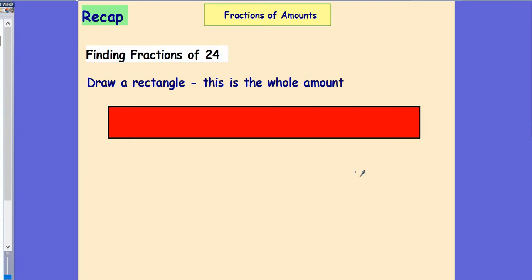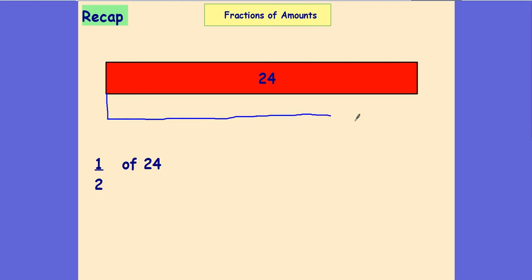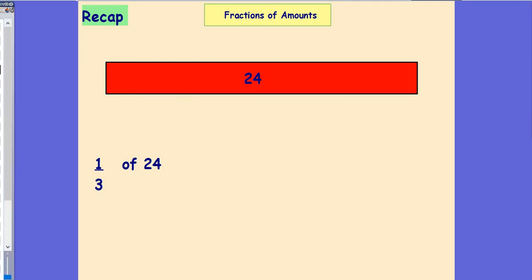Okay, Year 7. Quick recap to start us off. If I want to find fractions of 24, the first thing I must always do is draw out my bar and say the whole bar is worth 24. If I want to find half of 24, I need to split it into sections. Just like so. Ellen, how many sections do I need? 2, lovely. And each of those sections is going to be worth 12, or 24 divided by 2. So half of 24 is just one of those sections, or 12.